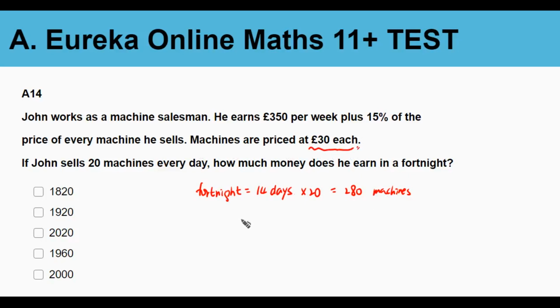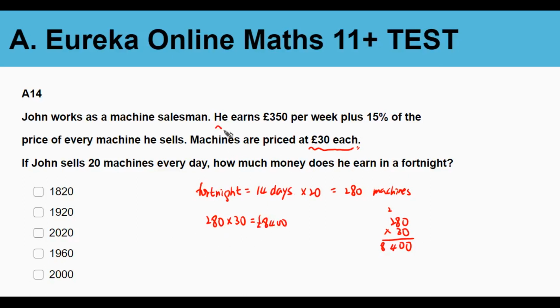So, how much does he sell? 280 machines times £30. Then this is the total price that he sells. So 280 times 30 is, now if you multiply, 0, 0, 3 times 8 is 24, 2 up, 3 times 2 is 6, and 8, so £8,400.